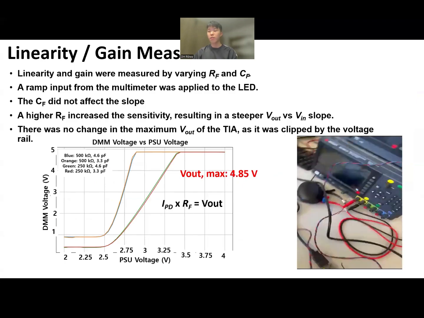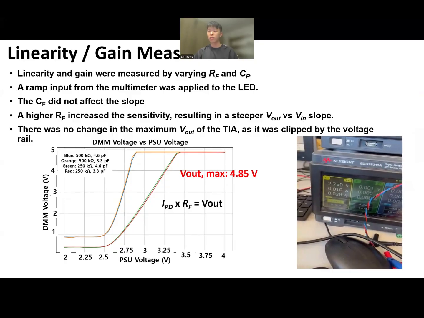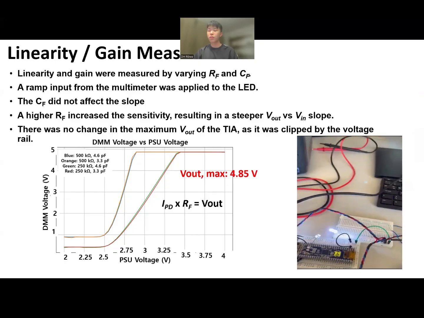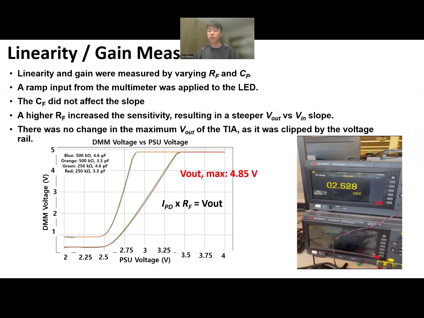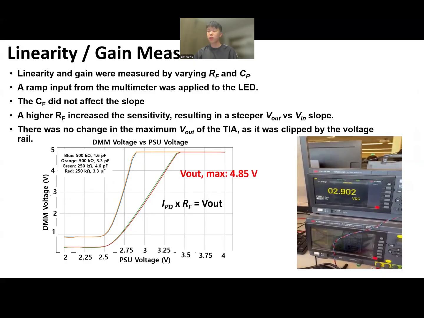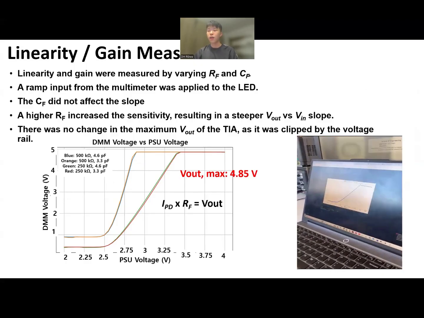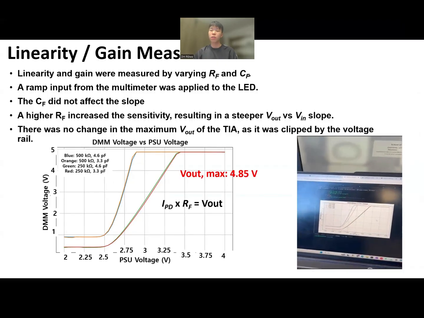For the linearity and gain measurement, we applied a ramp signal to the LED using a digital multimeter. The slope of the output response depended only on the value of the feedback resistor, and CF had no effect on it. The maximum output voltage was clipped at 5 volts, limited by the power supply. As expected, higher RF resulted in a steeper slope than lower RF.